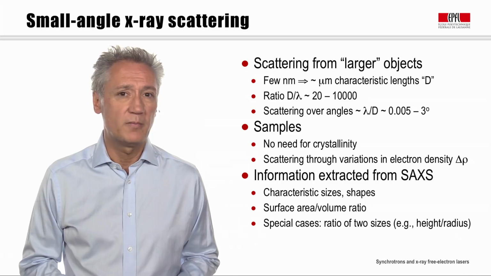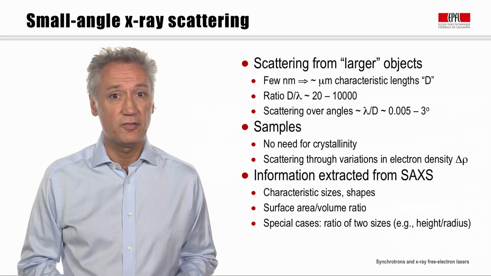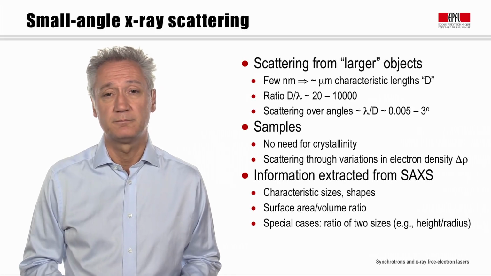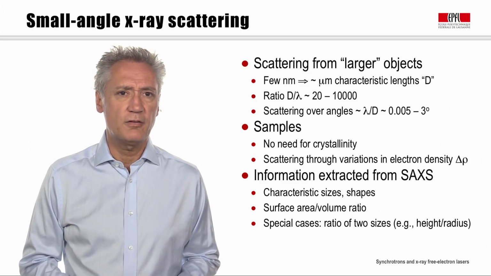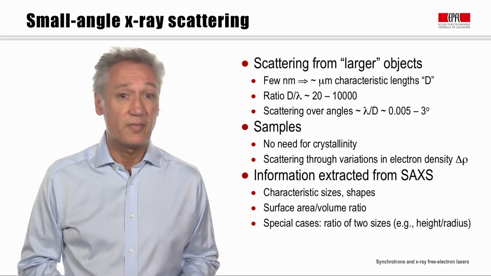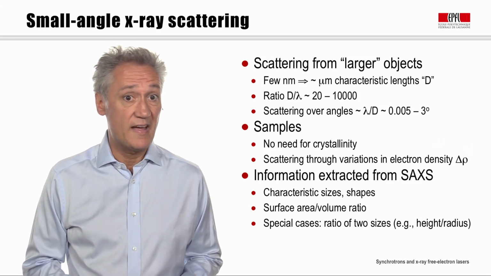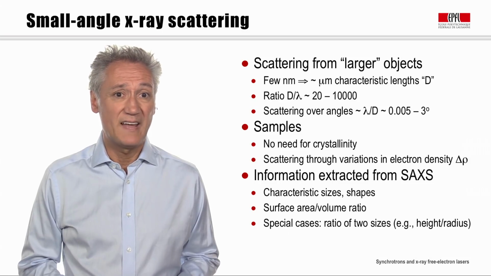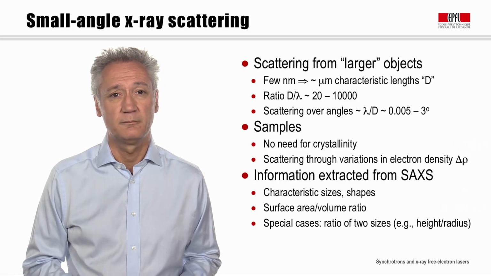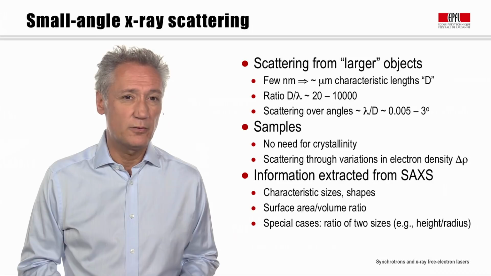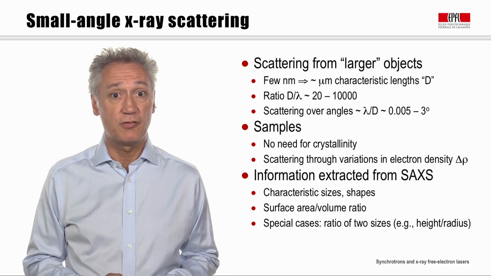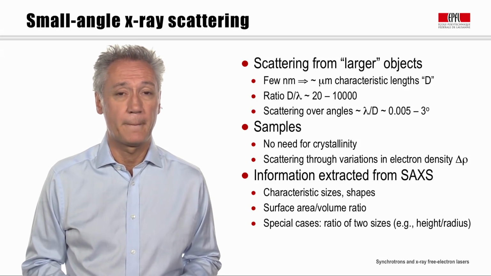X-ray scattering from larger objects up to about a micron in size can also provide important structural and dimensional information. Consider an object with a characteristic length d. The ratio of this length to that of the X-ray wavelength being used can, depending on the system, be anything from about 20 to several thousands. Scattering is thus typically over angles lambda upon d, which can thus be anything from a couple of thousandths of a degree to a couple of degrees.